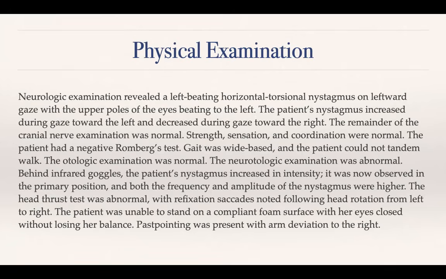Next thing that has been described is the change in the nystagmus behavior with the change in the gaze. Nystagmus increased during gaze towards the left and decreased during gaze towards the right. Only the intensity changed. The direction did not change. The remainder of the cranial nerve examination was normal. Strength, sensation and coordination were normal. The patient had a negative Romberg's test.